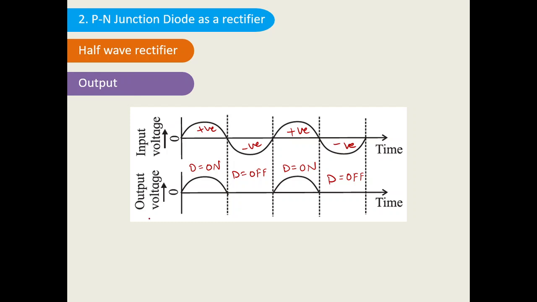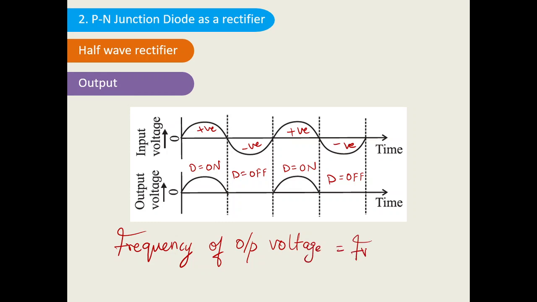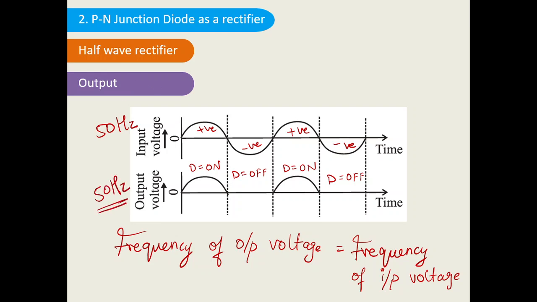So what is to be noted is that the frequency of output voltage is equal to the frequency of input voltage. The frequency will remain constant and will not change. Don't think that if the input is of 50 hertz, then the output is going to be 25 hertz because it is a half wave rectifier. This is not happening. The frequency remains the same. The input is of 50 hertz, the output will be of 50 hertz in the case of the half wave rectifier. So you have to remember these things.